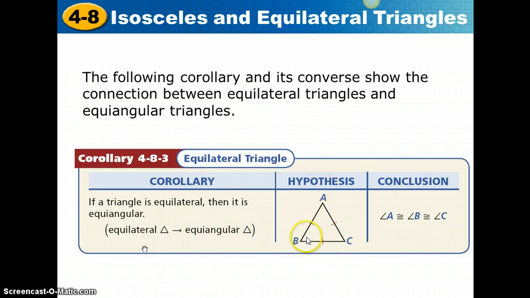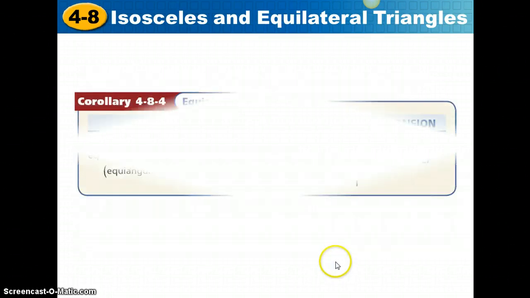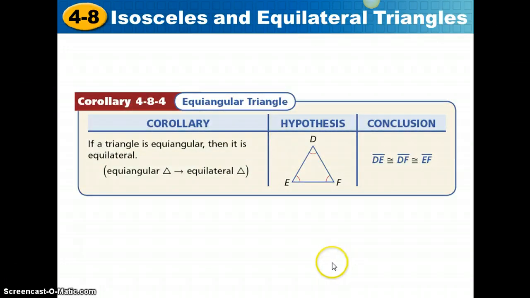Since ABC is given as equilateral, we can conclude that all three angles are congruent. And corollary 4.8.4 is just the converse of that. If a triangle is equiangular, then it is also equilateral.